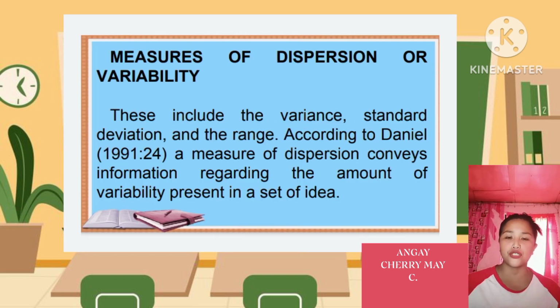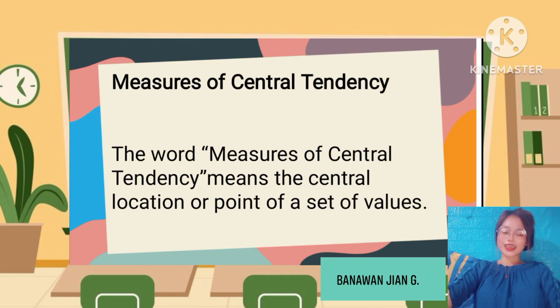Next is the measure of dispersion or variability. When we say measure of dispersion or variability, this includes the variance, standard deviation, and the range, according to Daniel. A measure of dispersion conveys information regarding the amount of variability present in a set of data.